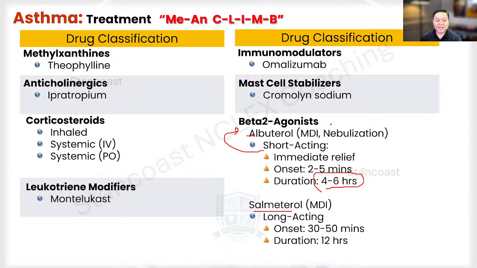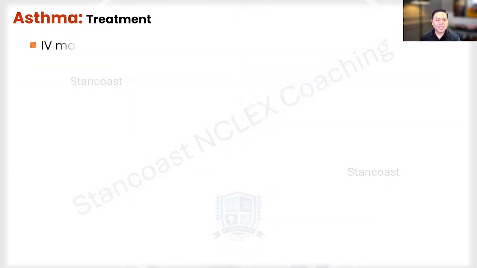Now, for the home setting, they probably would be using the salmeterol, which is the long-acting type. The onset is slow, 30 to 50 minutes, and the duration is 12 hours. Okay? But again, it is more of a preventive medication in order for them to not experience any of that inflammation in case they get exposed to the triggering substances. Now, that is pretty much it. Now we'll talk about the other treatment, which is basically the IV magnesium.